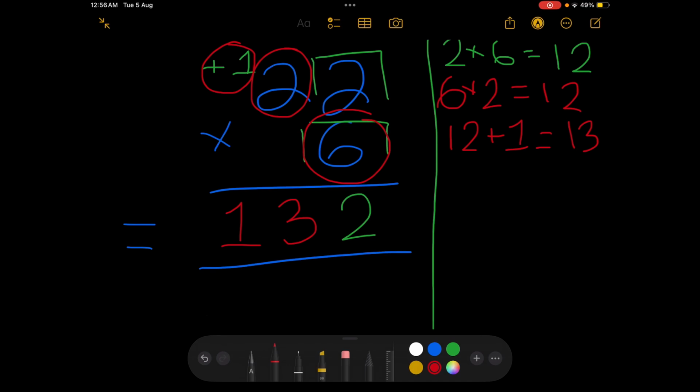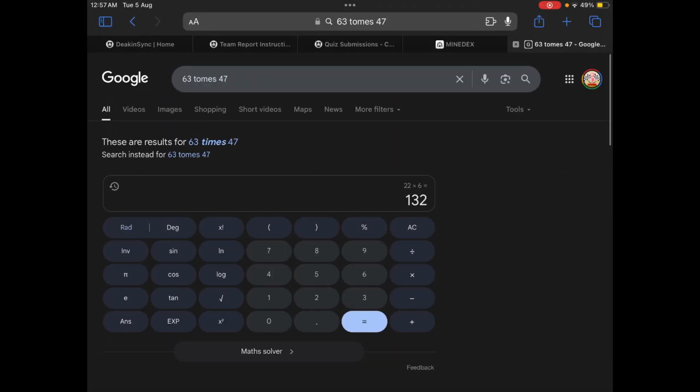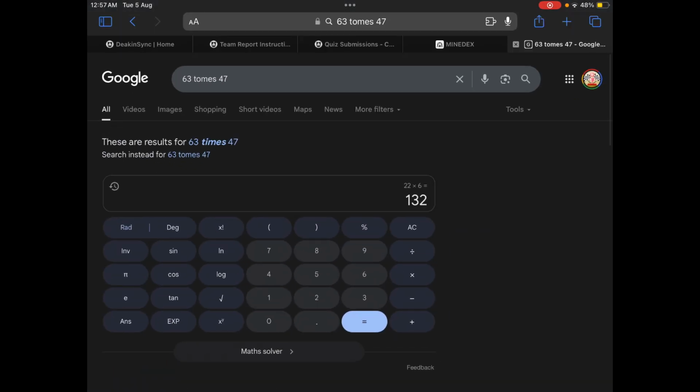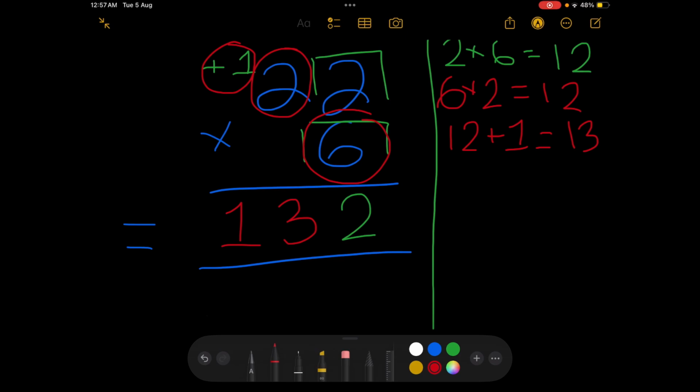I really like the vertical method. It works, it's simple, it's a classic, can't go wrong with it. And then just for the safety measures of making sure that my answer is correct, I'm going to check it with the calculator. So we have 132 as the answer, and 22 times 6 is 132. So we were right, that is how you figure out 22 times 6. Nice and easy for you guys.